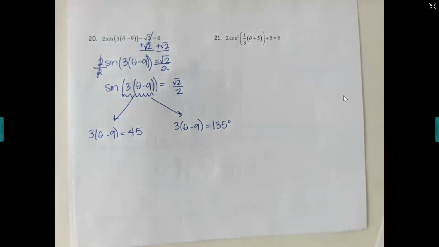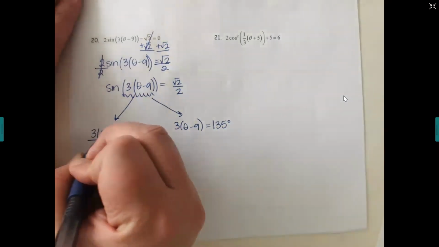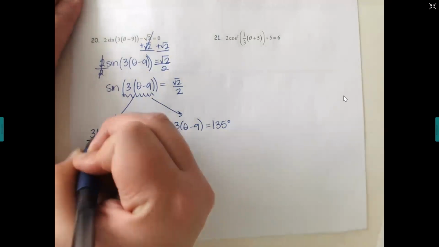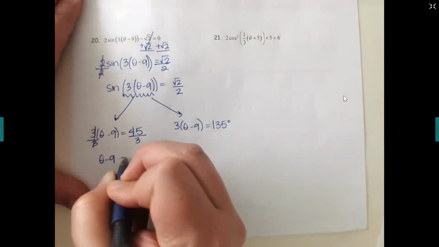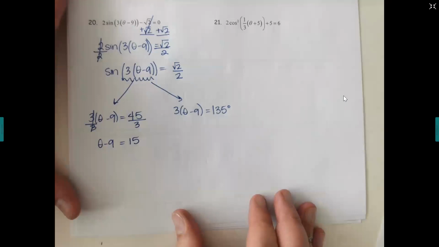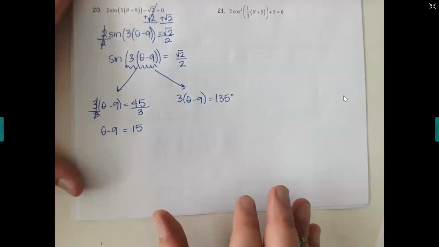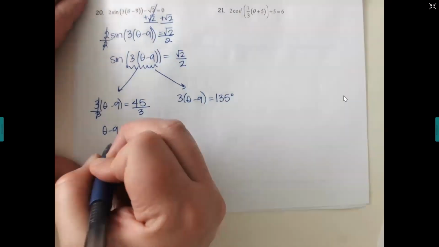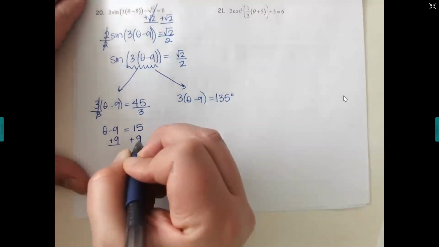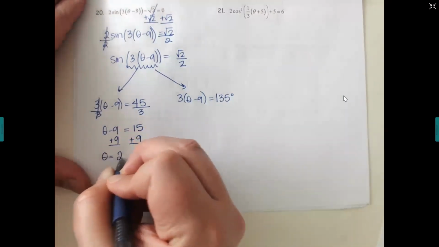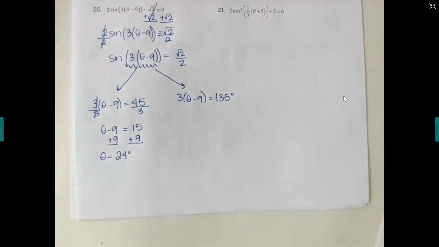Okay, once we break that up into 2 little baby equations, we're going to solve both of them, and we're going to do it the same way. So what should I do first to get rid of this 3 in the front? Divide by 3. Let's do the 45 equation first. What is 45 divided by 3? It is 15. Very good. So I have theta minus 9 equals 15. Last step. Add the 9. And 15 plus 9 means my first theta is 24 degrees. Very good.